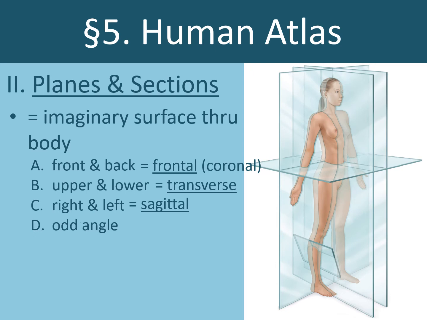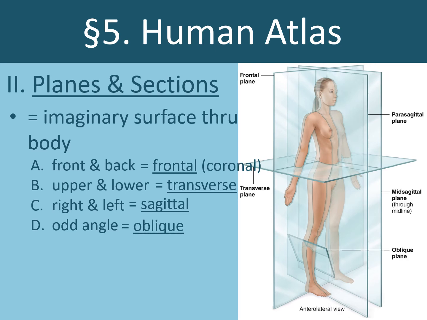And then finally, a plane that would run at any sort of odd angle through the body, as can be seen, the plane that runs through the leg here, is known as an oblique plane. Now on the slide you can see all of the planes labeled.